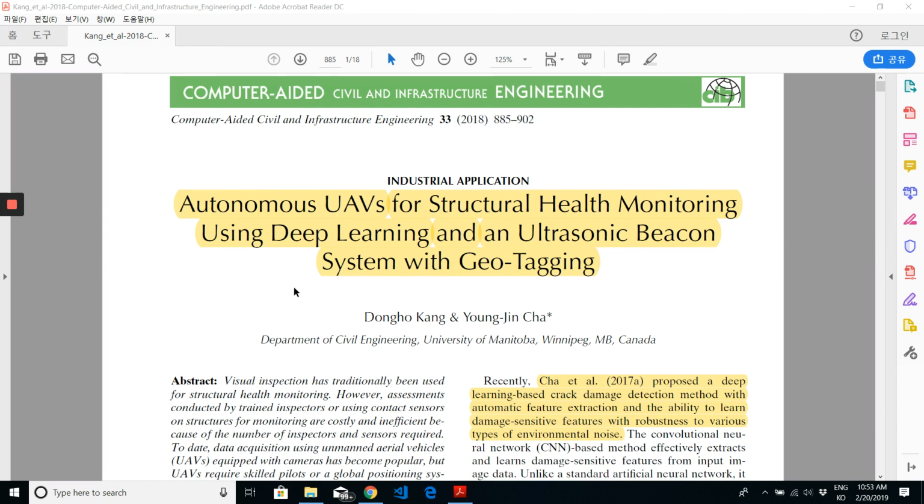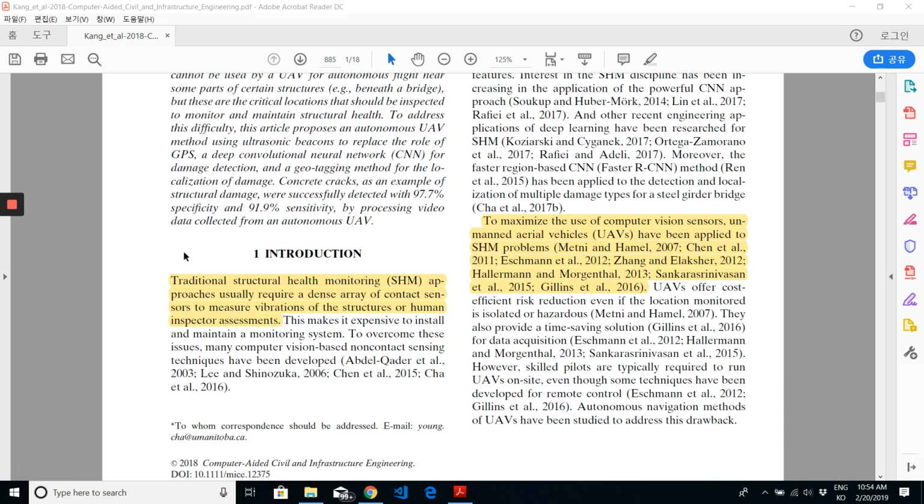I try to explain my first paper because I am usually focusing on autonomous UAVs for structural monitoring. So this video is for easier understanding or re-implementation of our papers.